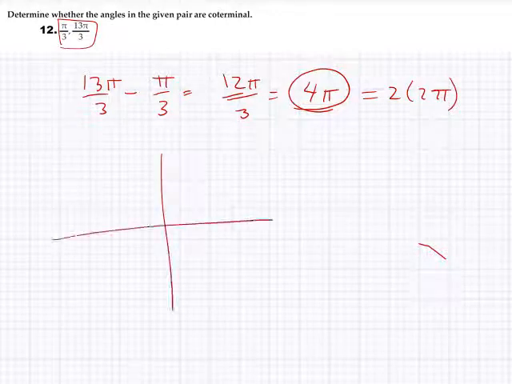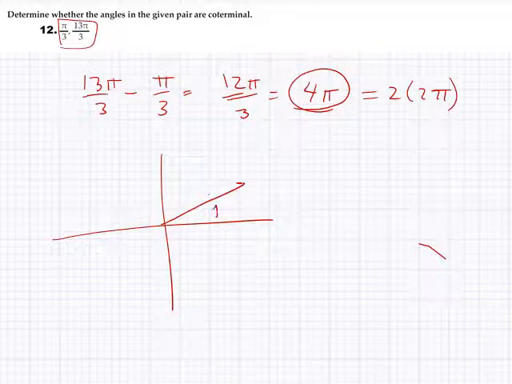So the idea here is here's pi over 3. If I drew it more accurately, it would probably be more like that. There's pi over 3.